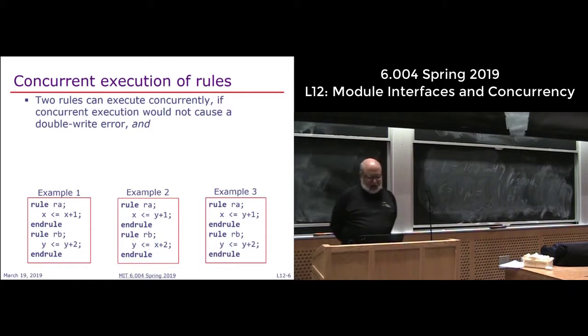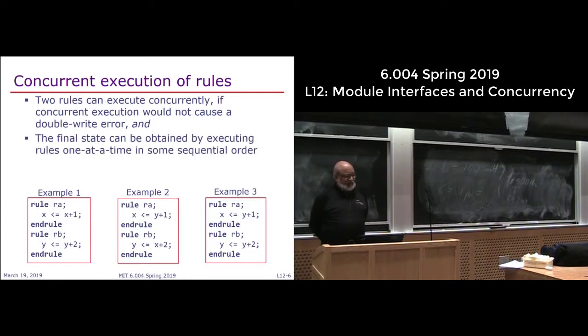So we have 2 rules that can execute concurrently if the concurrent execution would not cause a double write error. Seems a sensible thing to do. And the final state can be obtained by executing rules one at a time in some sequential order. Okay, so what are these examples? They differ just slightly. They're contrived examples just to illustrate the point about concurrent execution. So in the first example, in rule RA, x is being incremented by 1, and in RB, y is being incremented by 2.